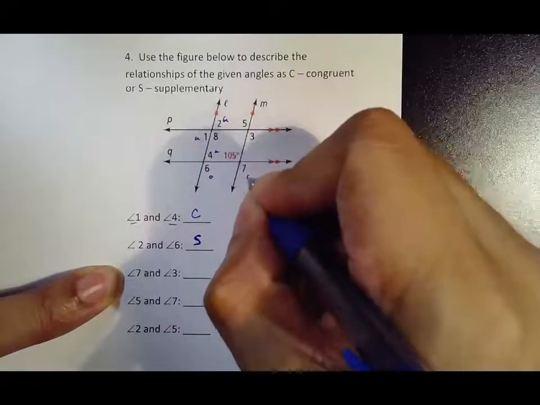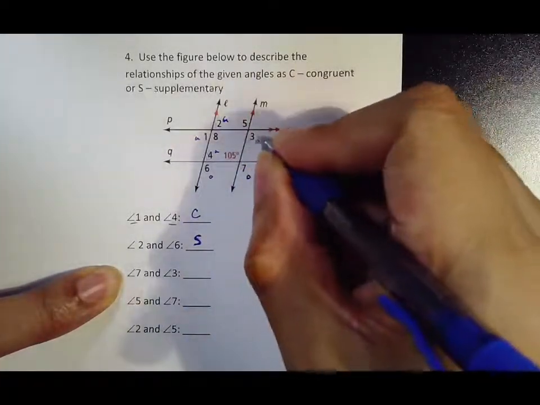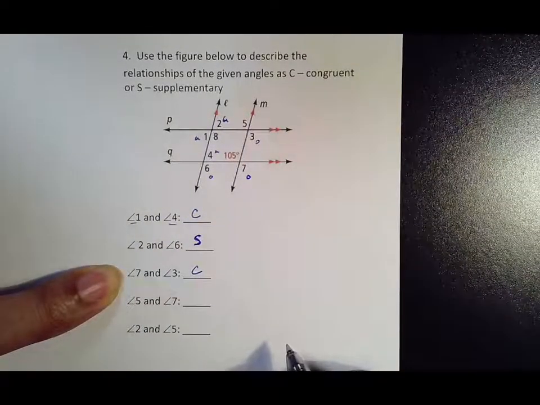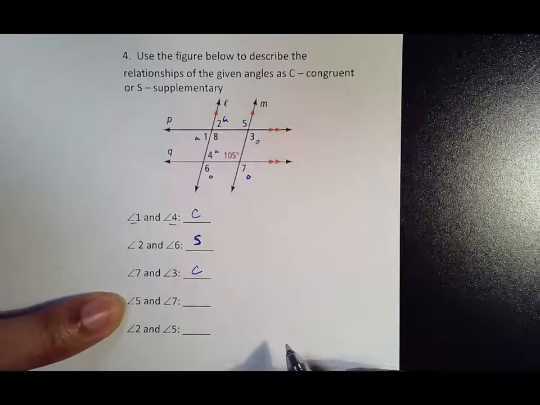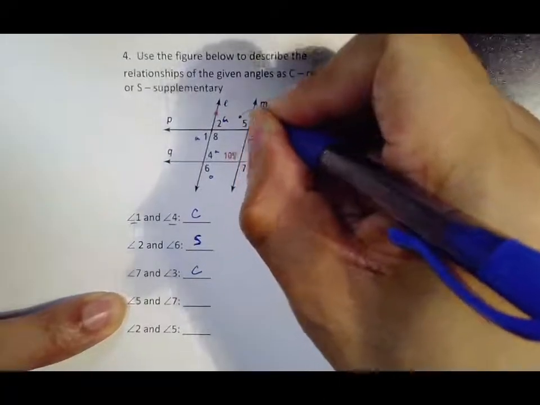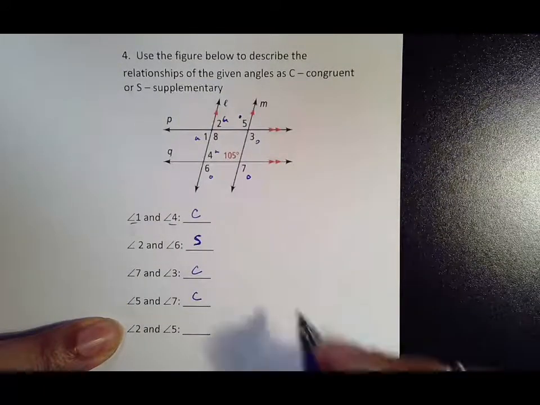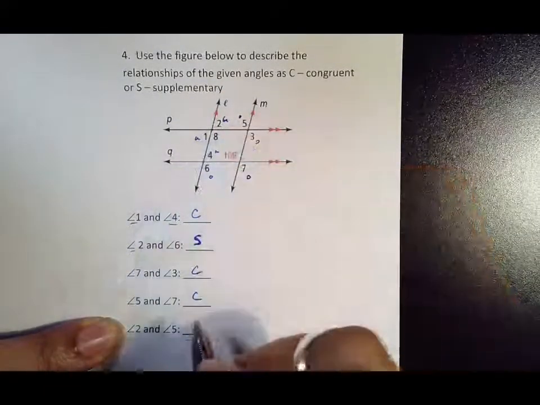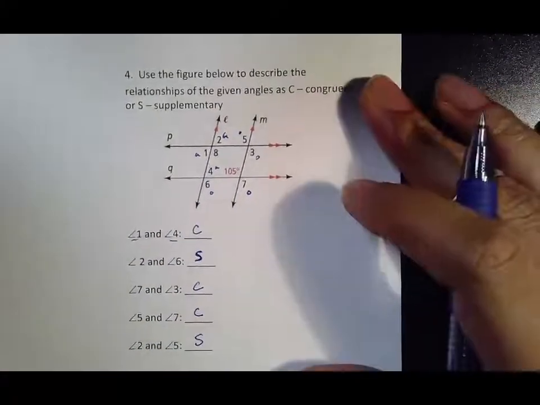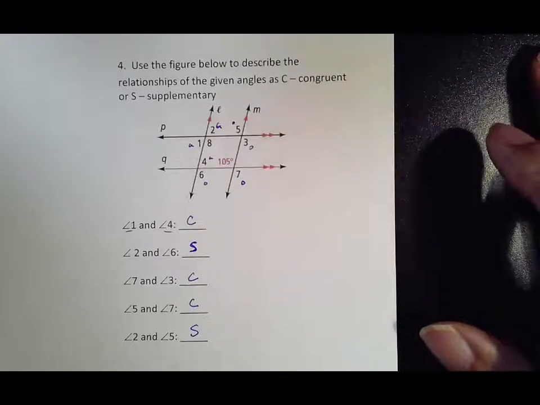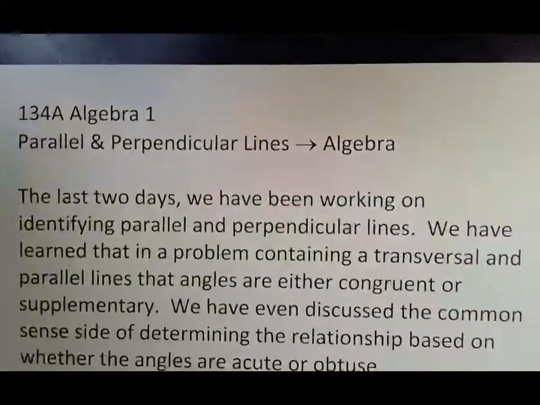7, for example, is obtuse. 3 also is obtuse. Notice both of these are the same. They should be the same size, so they'd be congruent. 5 and 7. 5 is obtuse. 7 also obtuse. They'd be congruent. What about 2 and 5? Notice 2 is acute, 5 is obtuse. These two things would be supplementary. So make sure you've got that written down on your paper. Again, make sure you've got the right answers written down. But the bottom line here is, in terms of what you're doing on the lesson today, that is everything that you need to make sure you're ready for it.